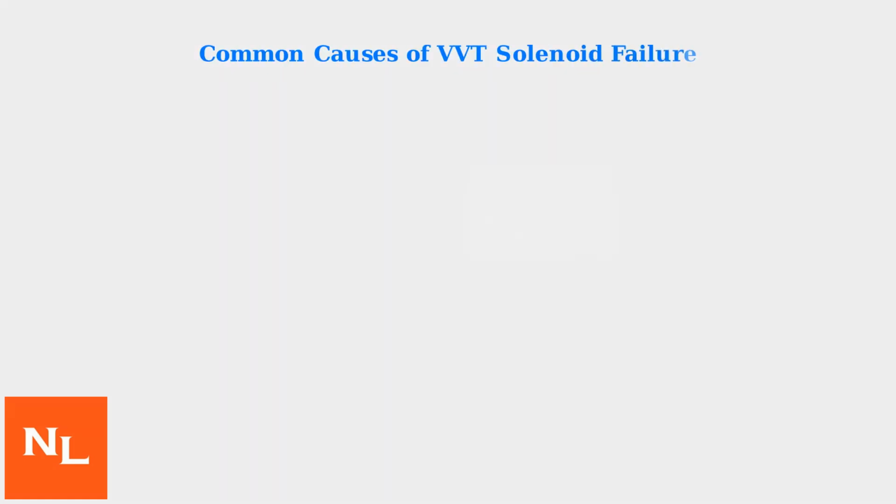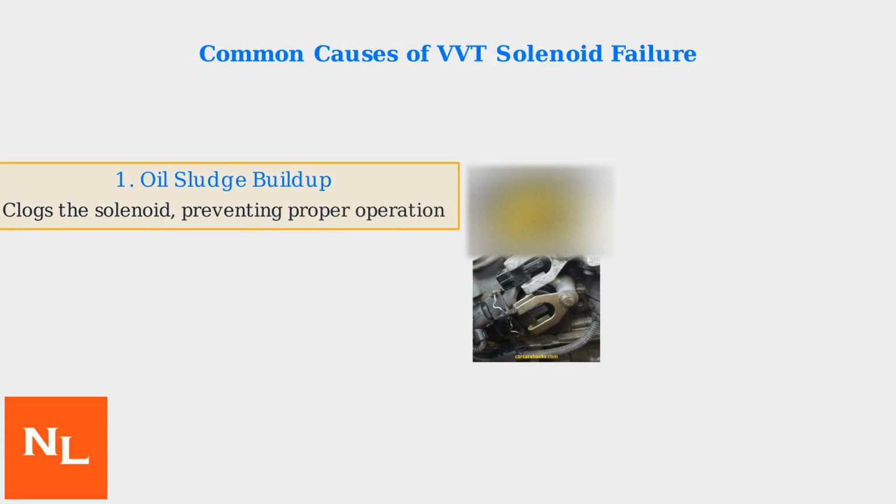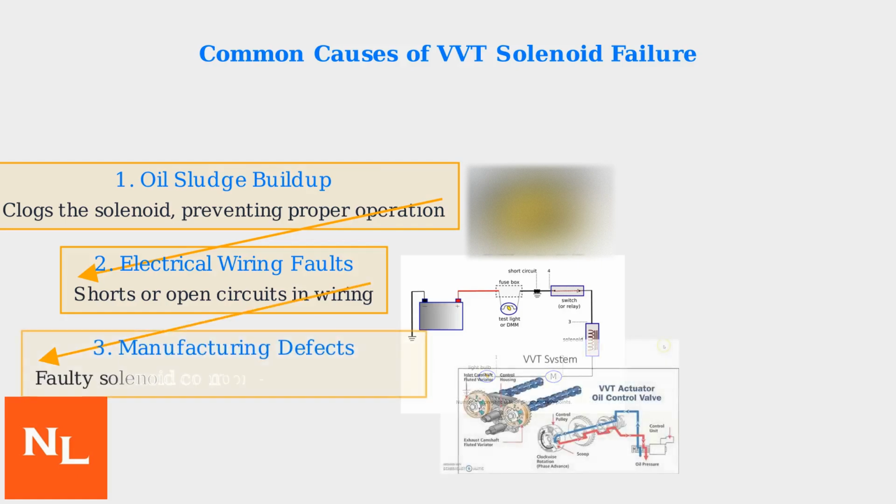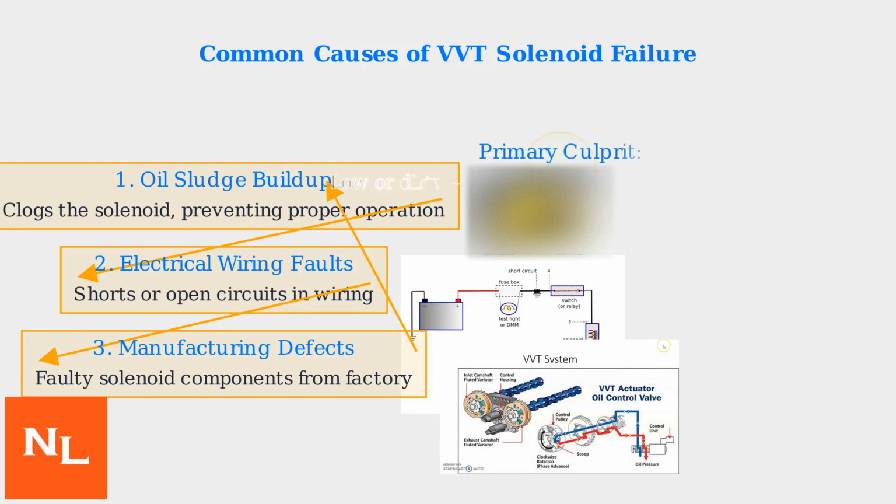The most common causes of VVT solenoid failure include oil sludge buildup that clogs the solenoid, preventing it from functioning properly. Electrical wiring faults, such as shorts or open circuits, can also cause solenoid issues. Manufacturing defects in the solenoid itself are another frequent cause. Low or dirty engine oil is a primary culprit, as it hinders proper solenoid operation and can lead to these failures.